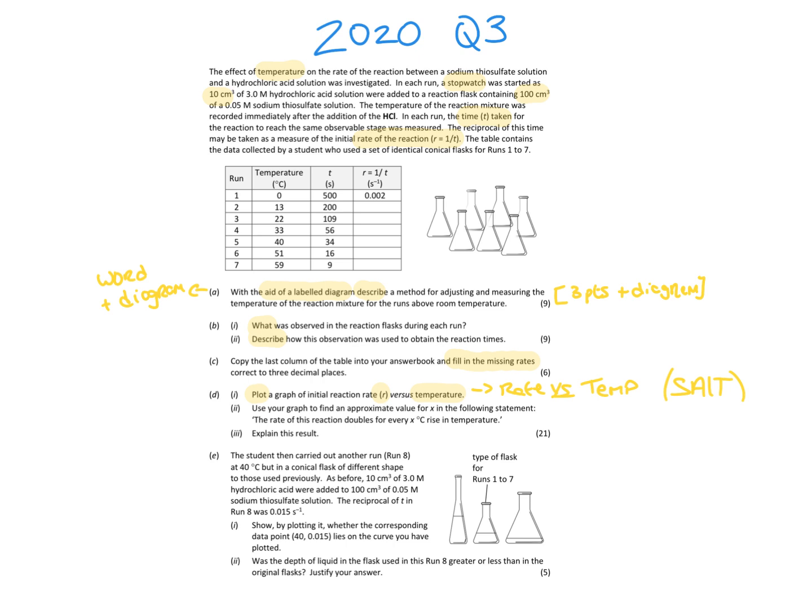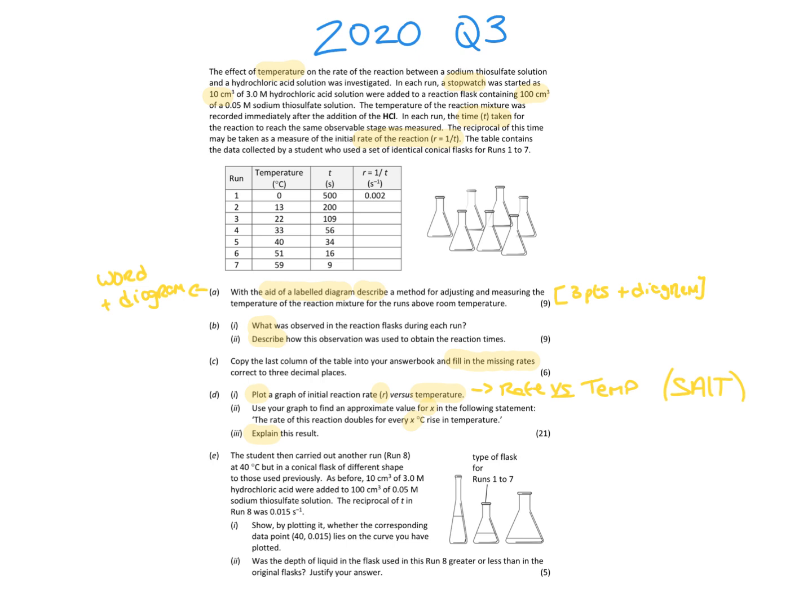X in the following statement. The rate of this reaction doubles for every X degrees rise in temperature. So you'll use your graph and have a look to see at what interval the rate of reaction is doubling. And then you will be asked to explain your result. So there's a lot of work there. You have to plot the graph, you have to use the graph to figure out something, and then you have to explain how you used the graph to figure that out.